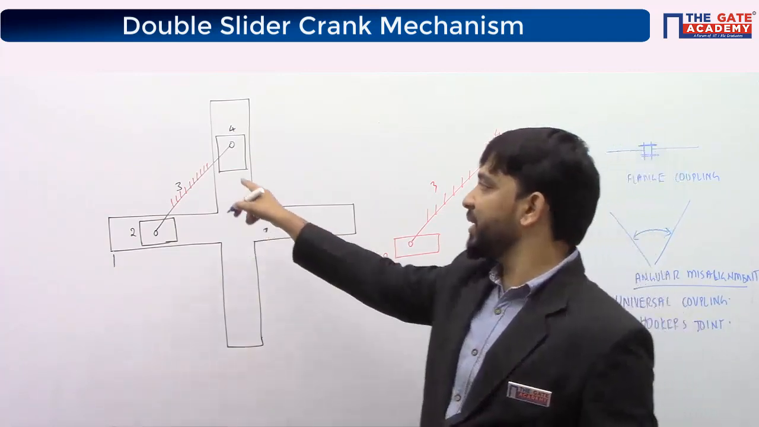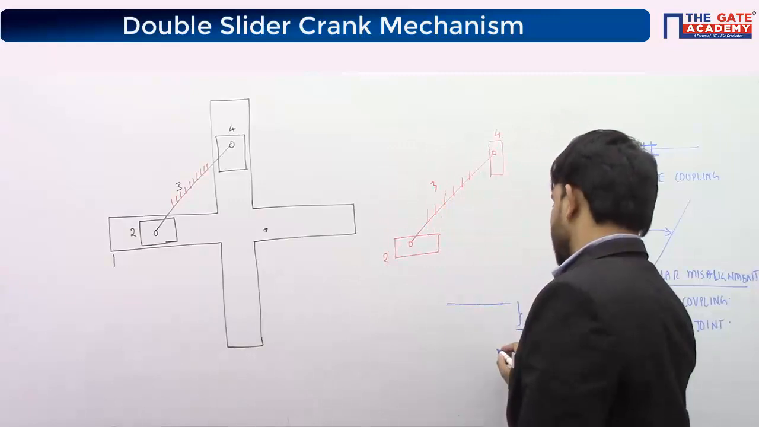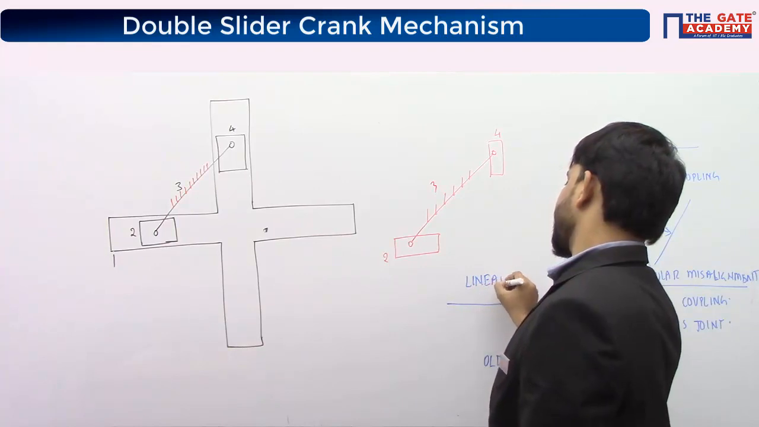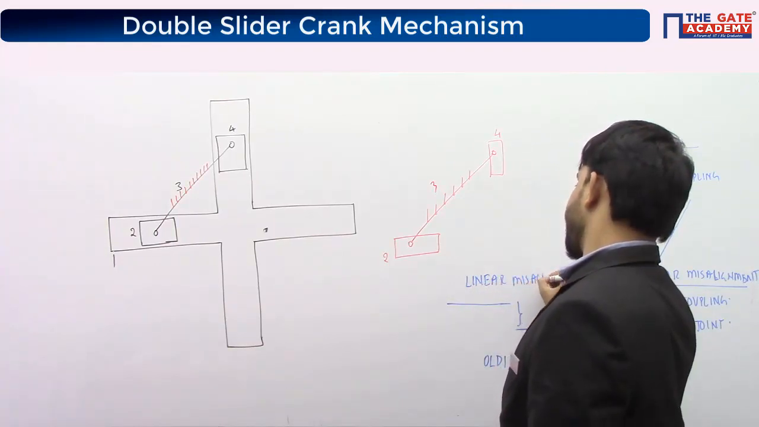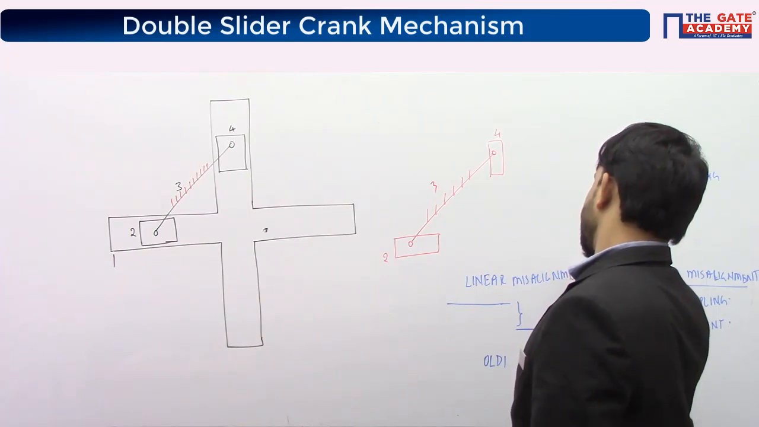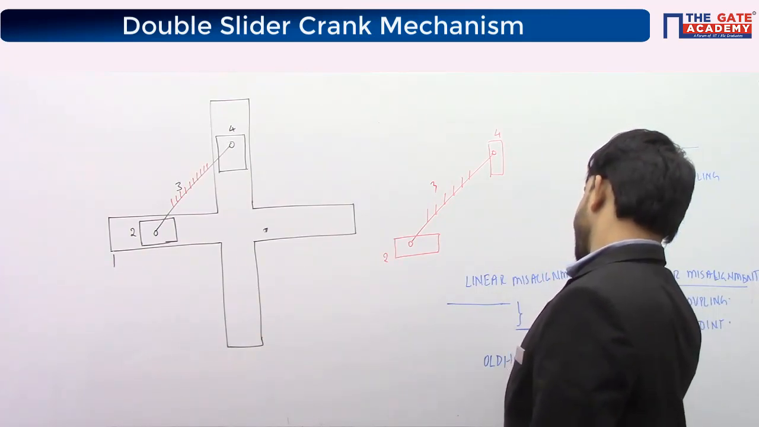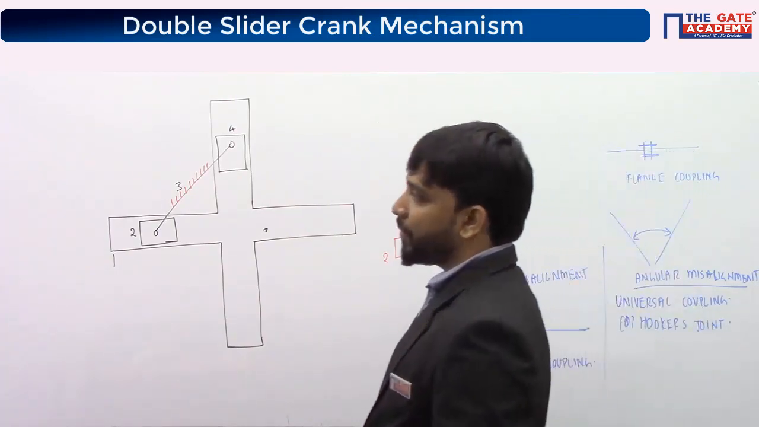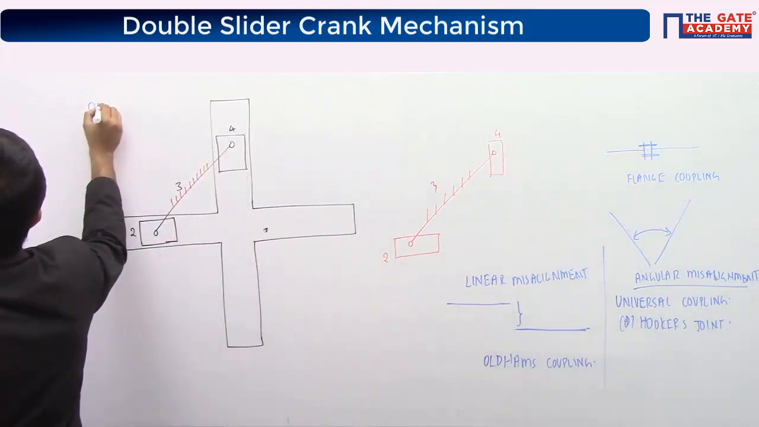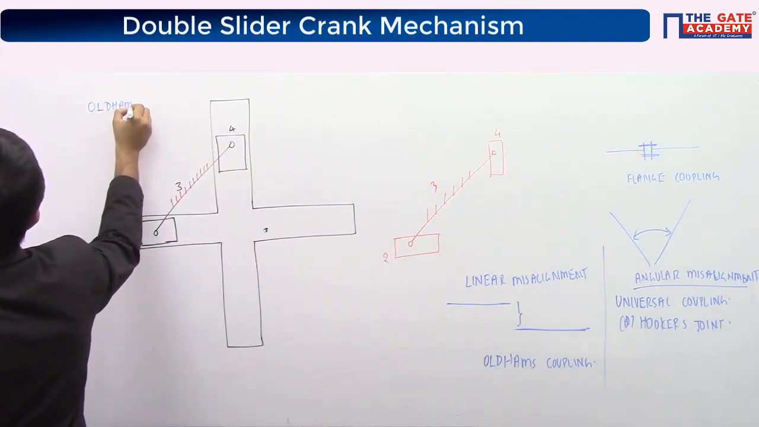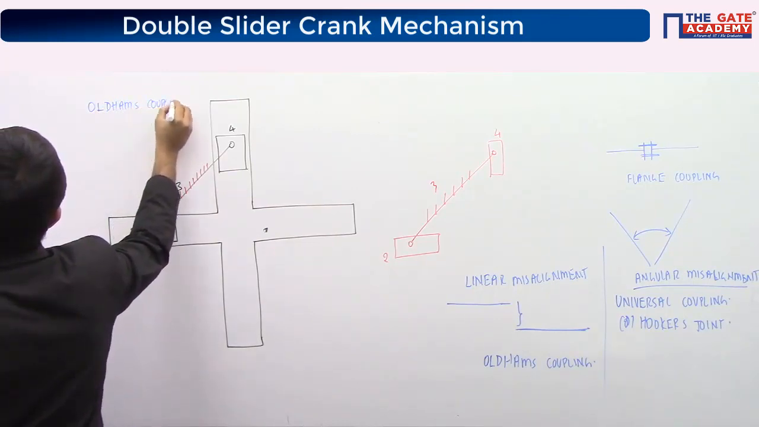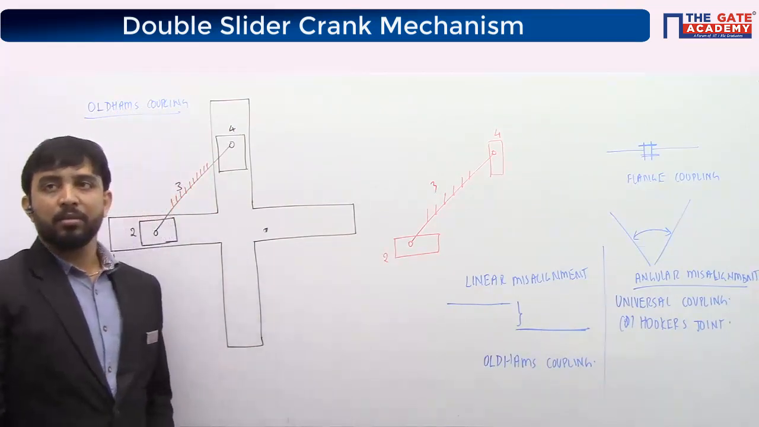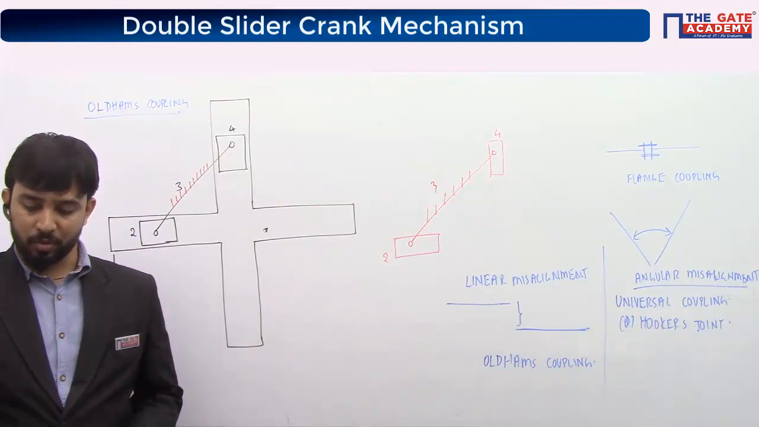Whenever you have two shafts with linear misalignment like this, we can use an Oldham's coupling. For linear misalignment, we go for Oldham's coupling. This device is called Oldham's coupling. The frame is a coupling, okay? We can connect two shafts having linear misalignment and transfer motion between them.